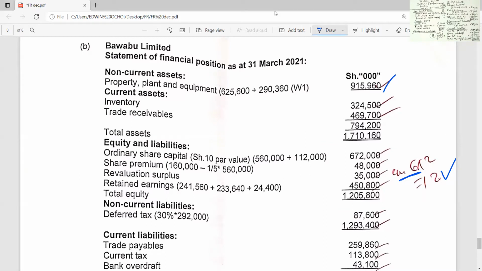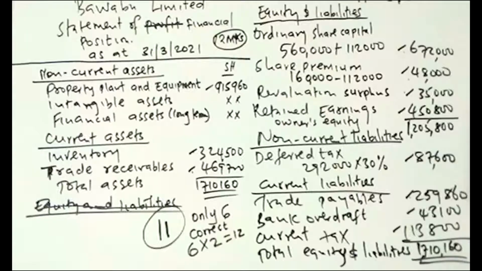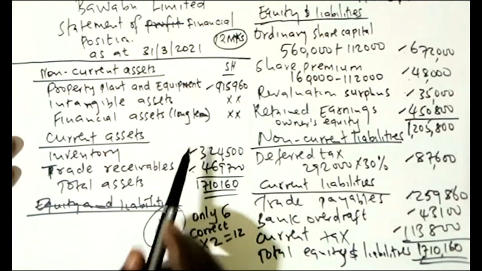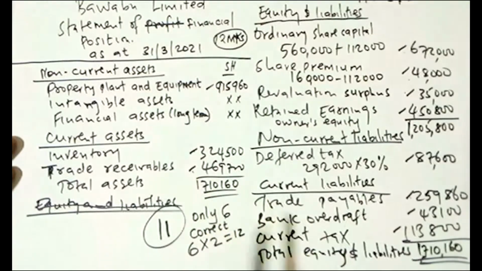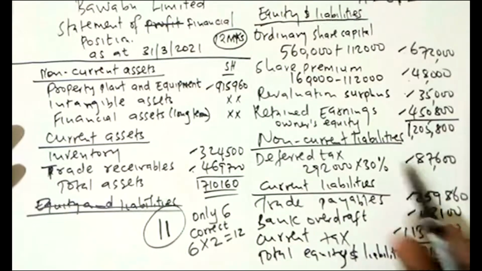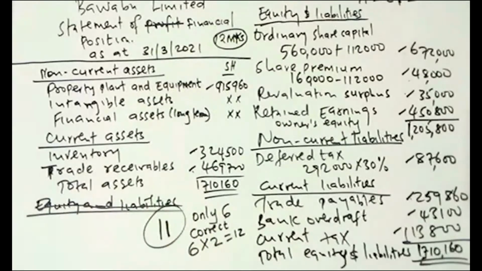So in this statement of financial position, again, there was some other items which were just free. They never required any workings. So you could have scored the 6 entries without struggle. Like now, the first one is inventory, no working. Trade receivables, there is no working needed there. Payables, there is no working. Bank overdraft, no working. Current tax, no working. So that is around 1, 2, 3, 4, 5. Then if you could have remembered now the deferred tax, you could have recorded. That is 6 entries without struggling.